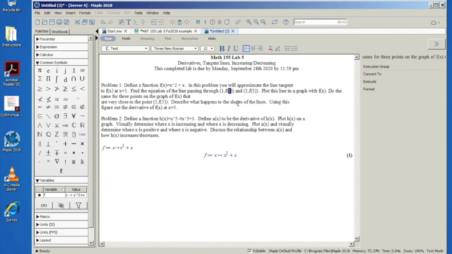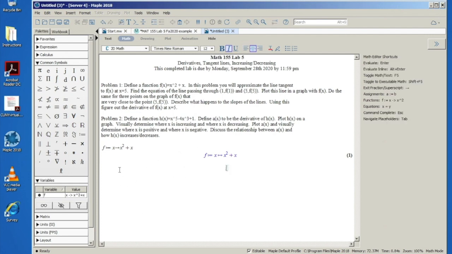Then we'll plot the graph, and we will do the same for 3 points of f of x that are very close to this particular point right here. In the lab, I believe I do this same thing again for the point given, but you don't have to because you already did it. Finally, we'll describe what happens to the slope of the lines. So let's get started with this.